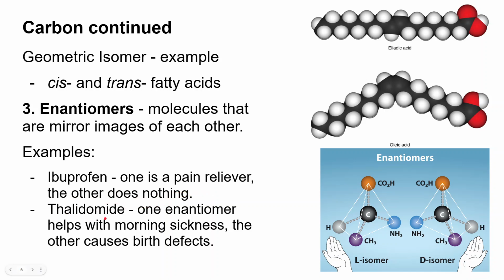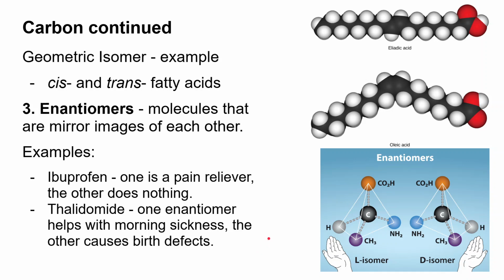This is probably not something you've heard of so much, but back in the 70s, they started giving this to pregnant women to help with morning sickness. One of the enantiomers actually does a really good job of helping with morning sickness. It's really effective. The problem is the other enantiomer causes birth defects, and they can switch back and forth with each other. And so they found out fairly quickly that thalidomide was a bad idea, because the other enantiomer was causing birth defects.